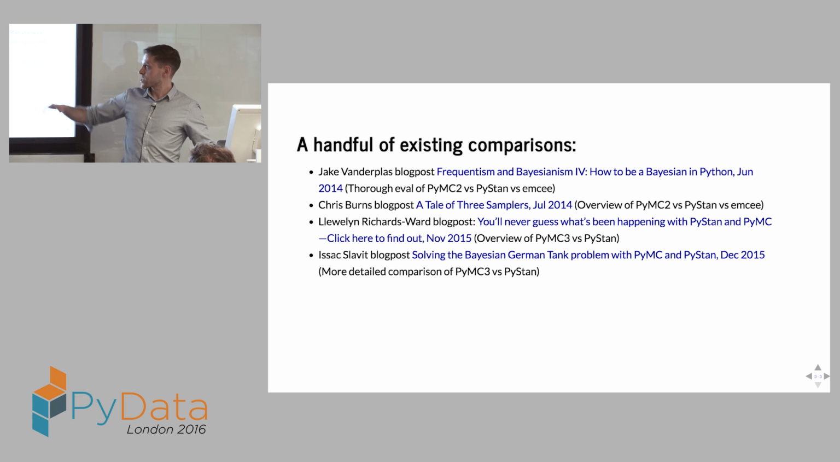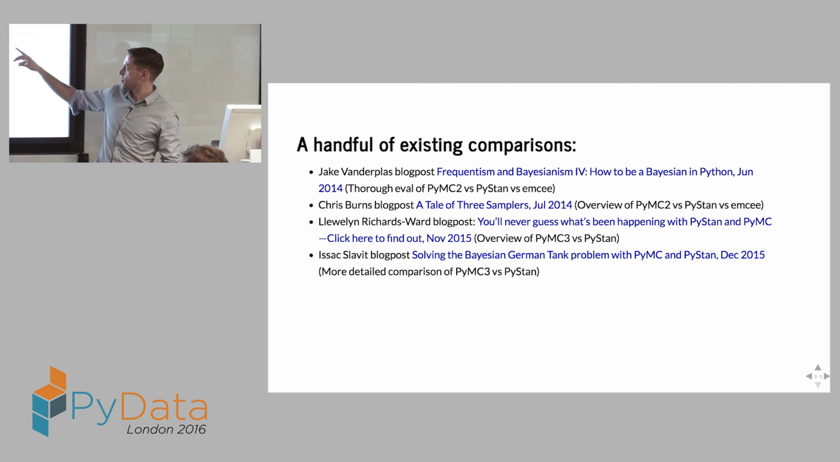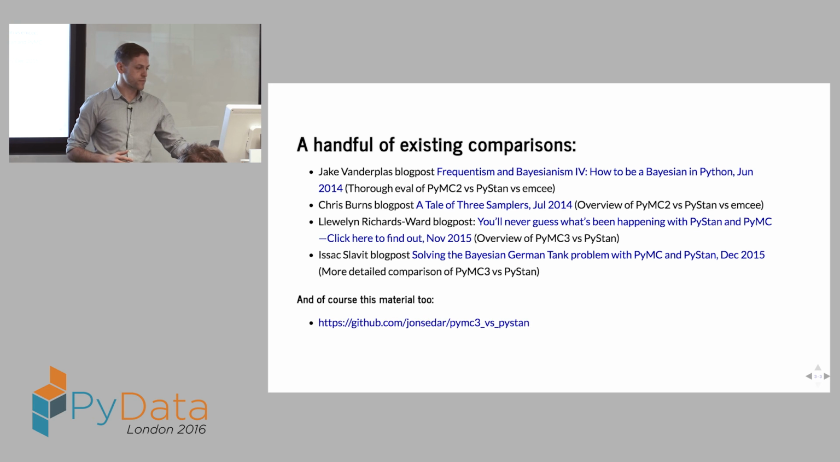There's a bunch of existing comparisons. Jake Vanderplas and Chris Burns from a couple of years ago. There's some stuff that I saw happened around the end of last year, released on Andrew Gelman's blog. And some chap who I don't know, Isaac Slavitt, did another direct comparison of PyMC3 and PyStan. By the way, this is all up on GitHub, so you don't have to take notes.